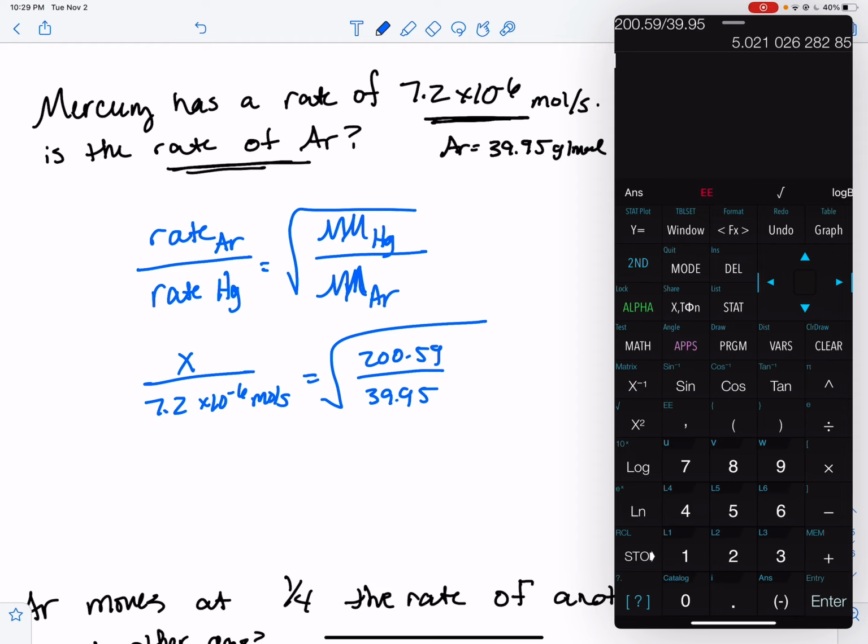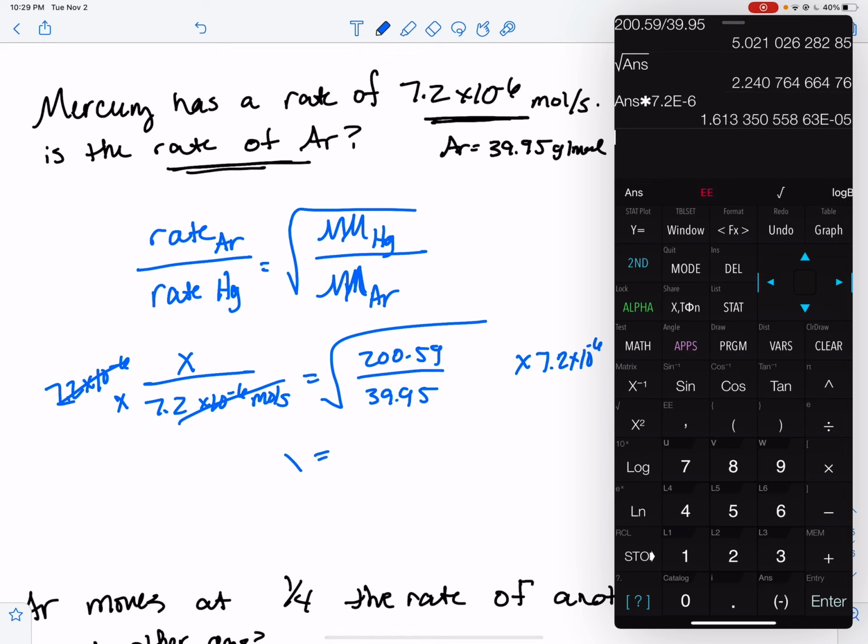Can't get my square root key to work. There we go. And I'm going to do that of my answer. So I've gotten the right side taken care of. Now what I need to do is cross multiply, or you can just say multiply both sides by 7.2 to make sure it doesn't end up under the square root. So 7.2 times 10 to the minus 6. So those two cancel. And so that's going to give us that x is equal to 1.6 times 10 to the minus 5th.